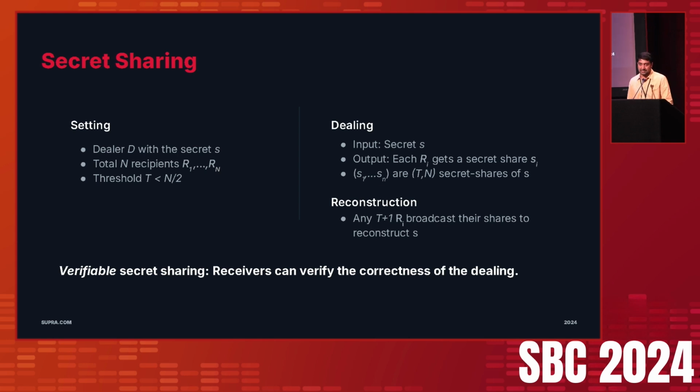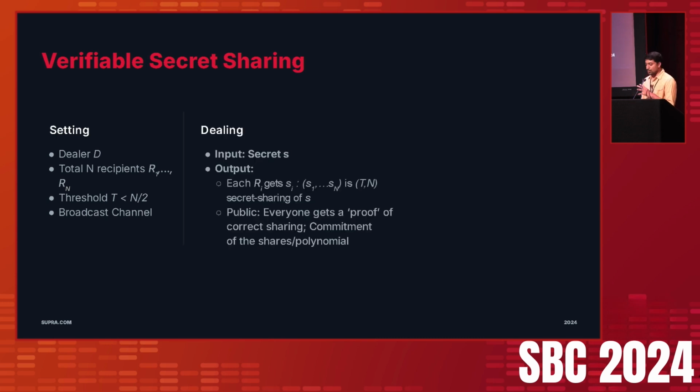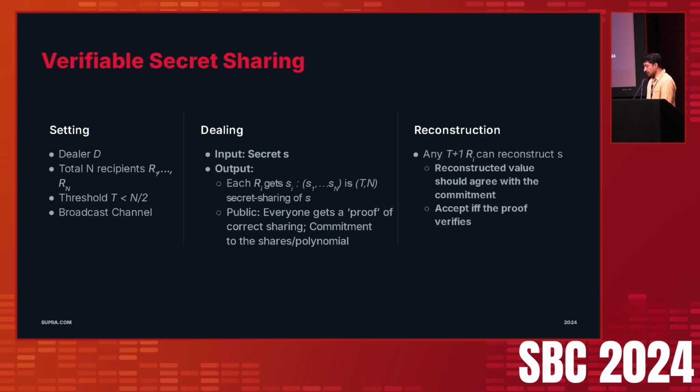So one aspect of simple secret sharing is that everyone will get a share, but they will not be able to know whether their share is correct or not. So for that, we use verifiable secret sharing, which allows each party to verify whether their share is correct or not. Again, the setting is pretty similar. However, we now have a broadcast channel, and the dealing algorithm, along with outputting the individual shares of the parties, now outputs a public proof, which comes as a commitment to the shares or the polynomial. So every party can verify independently whether their share is correct or not, and take respective actions. In the reconstruction phase, at least T+1 or more parties can come together, reconstruct the secret key, and then verify it again against the commitment to the polynomial or the secret. That's how they will know whether the dealing was correct or not.